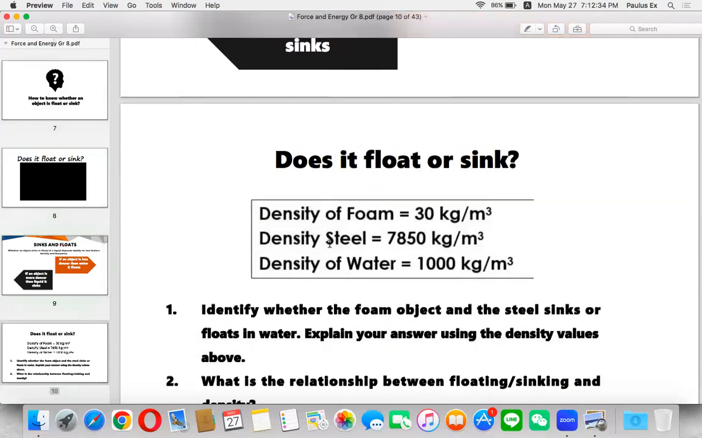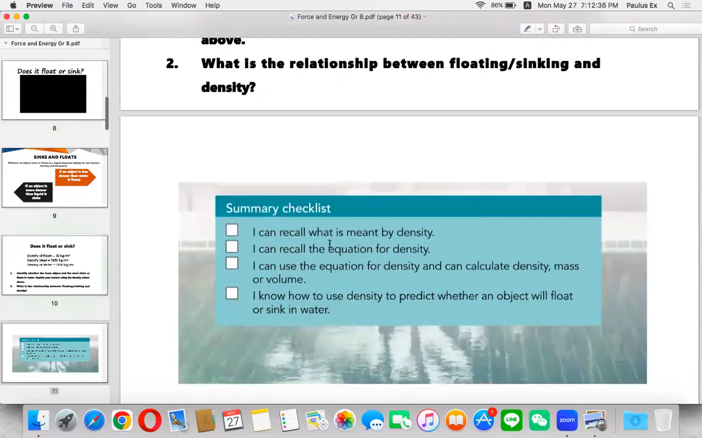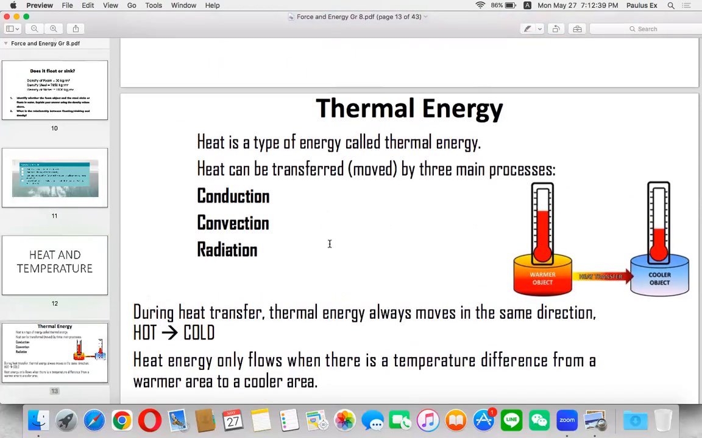Okay, does it float or sink? Next, heat and temperature. There are three types of thermal energy transfer: conduction, convection, and radiation.